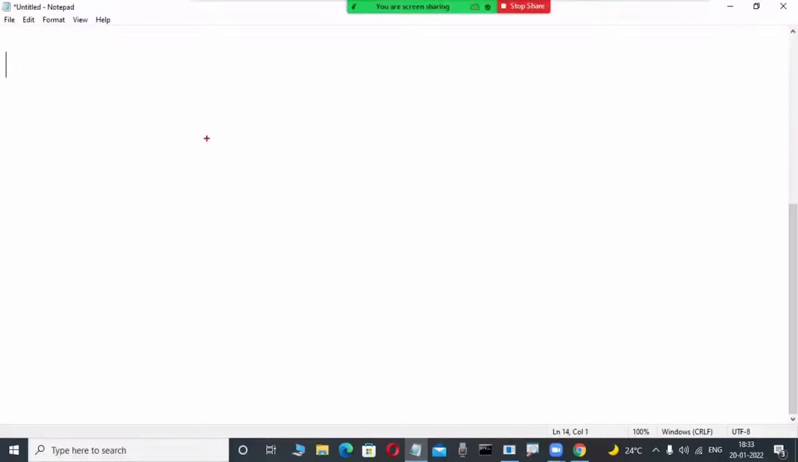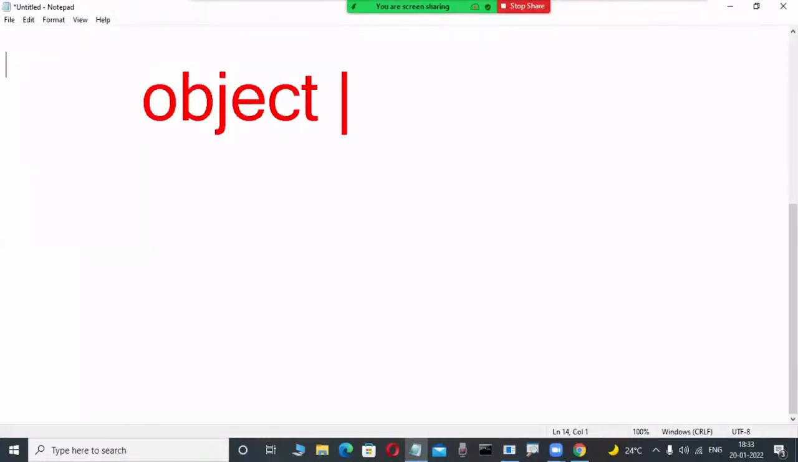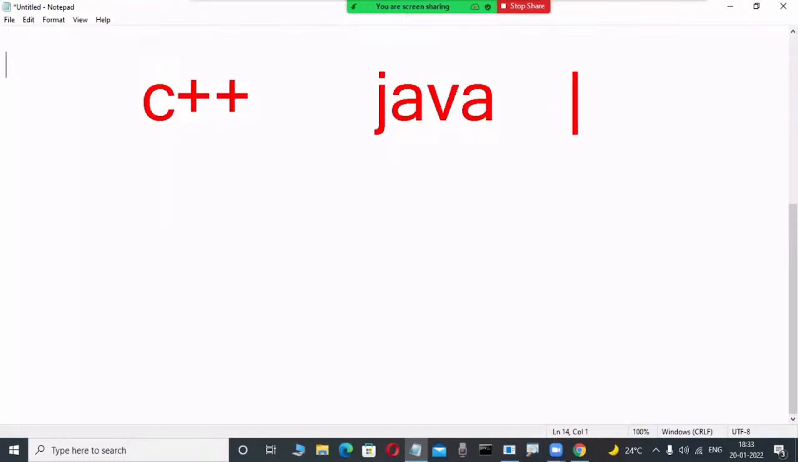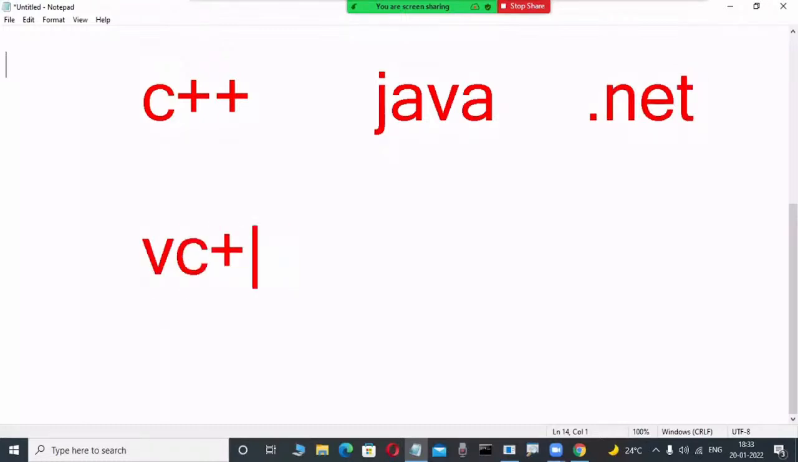Suppose there are many object-oriented languages. A little bit of technical knowledge is enough. Object-oriented languages exist worldwide, and maybe many of you have an idea. What are the object-oriented languages? C++ is an object-oriented language. Java is a popular object-oriented language. C# .NET is an object-oriented language. VC++ is an object-oriented language. That's why there are so many object-oriented languages.